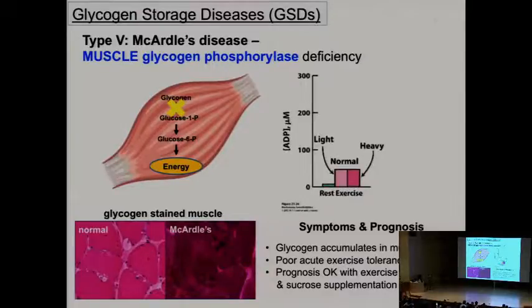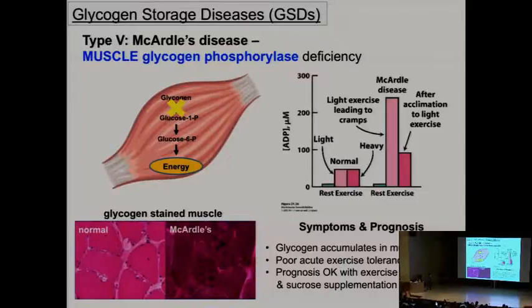Normally, our muscle contains a very low concentration of ADP at rest, but as we exercise, the ADP concentration increases slightly, because you're consuming ATP and also making ATP. People with McArdle's disease have a huge spike in ADP concentration when they start to exercise, and that's probably just because the muscle is lacking this very important energy source. It can't break its glycogen down, right? It doesn't have its glucose.